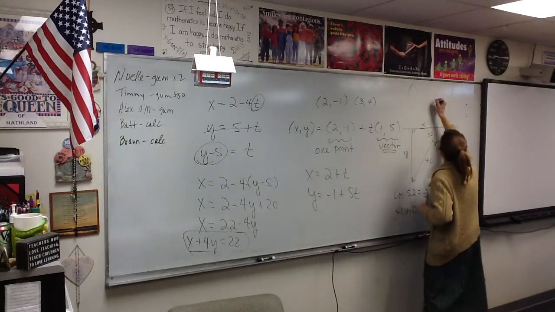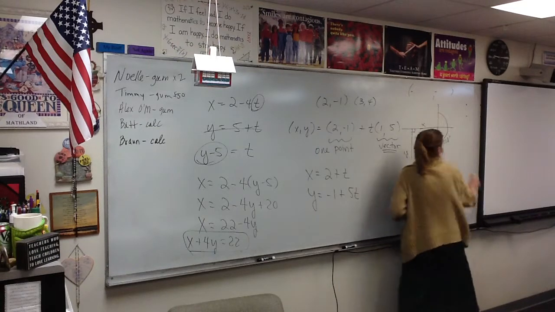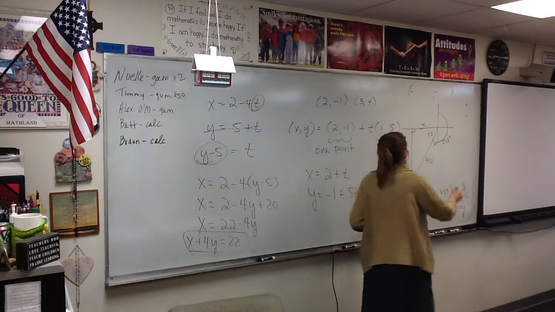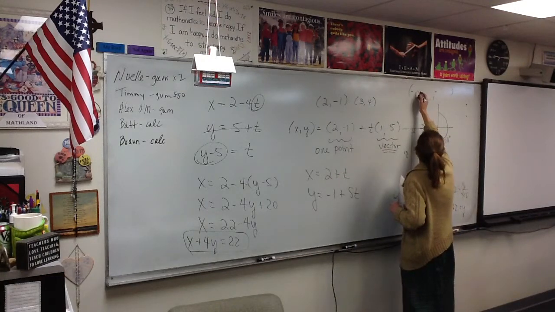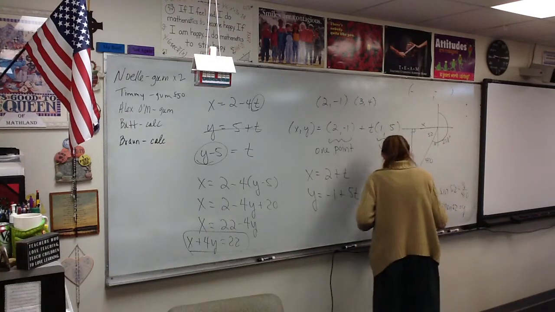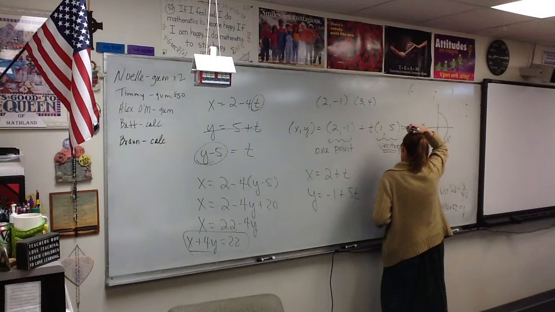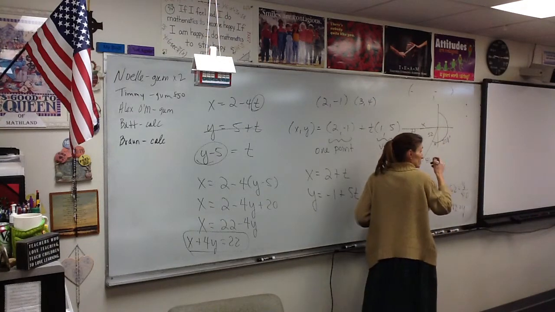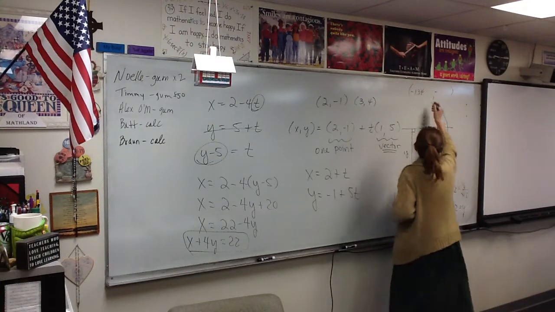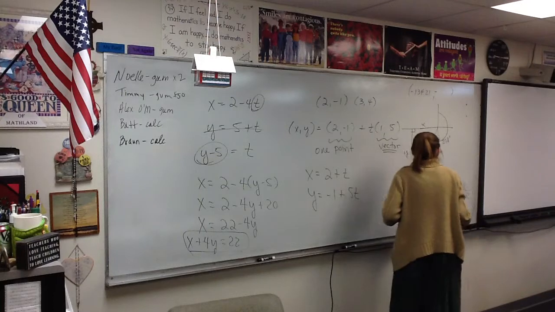Components are an ordered pair. They're both negative. And what do we get? 410 cosine 52, negative 134.21. And what about for y?